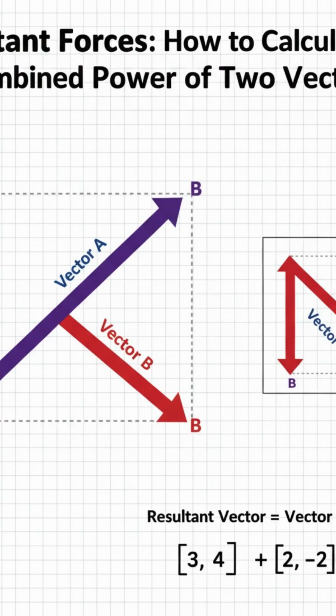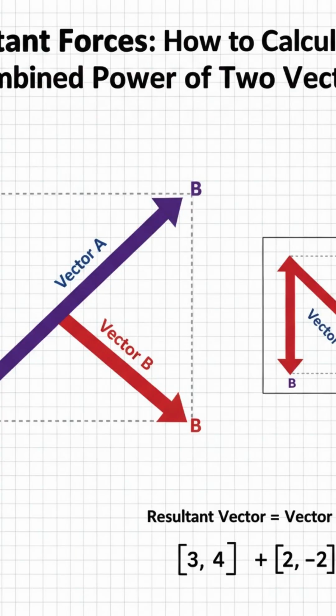Case 2. Vectors in opposite directions. If the vectors point in opposite directions, subtract the smaller from the larger. Example. Vector A equals 8 units. Vector B equals 3 units. Combined power equals 8 minus 3 equals 5 units. The direction is that of the bigger vector.